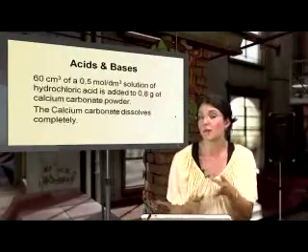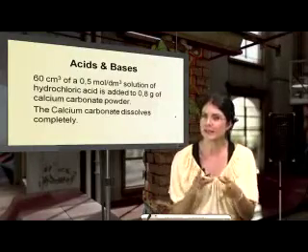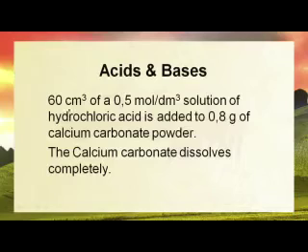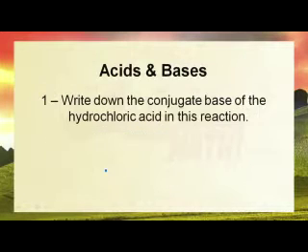Now we're going to take a look at one more type of example that's a little bit different from what we've just done. Now let's take a look. It gives me here 60 cubic centimeters of a 0.5 mole per cubic decimeter solution of hydrochloric acid added to 0.8 grams of calcium carbonate powder. Now the calcium carbonate in this case is going to be dissolved completely. The first question asks us to write down the conjugate base of the hydrochloric acid in the reaction.